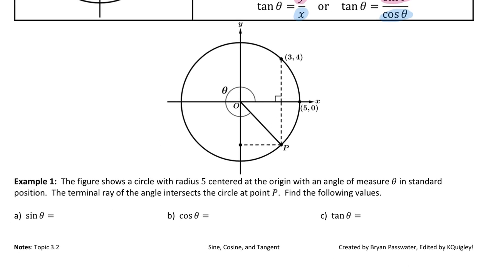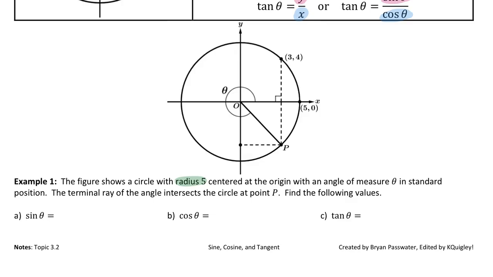It says, the figure shows a circle with a radius 5. Ooh, radius. Let's highlight that with our radius color, which is green. Radius of 5 centered at the origin with an angle measure of theta in standard position. The terminal ray of the angle intersects the circle at point P. We want to find the following values.